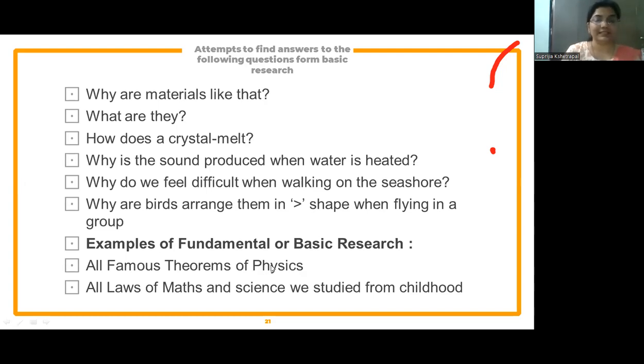नाउ लेट अस कंसीडर द एग्जांपल्स ऑफ दिस फंडामेंटल और द बेसिक रिसर्च। ऑल फेमस थ्योरम्स ऑफ फिजिक्स, ठीक है ना, these are the what, all famous theorems, all laws of maths and science we have studied from the childhood, these are what, ये बेसिक रिसर्च है, हम इसको चेंज नहीं कर सकते, we cannot change it, ठीक है। ये बेसिक है, ये ऑलरेडी स्टेटेड है, ये ऑलरेडी एक्सप्लेन है, ये ऑलरेडी वेरीफाइड है, तो अब हम इनको चेंज नहीं कर सकते, दैट इज द बेसिक और द फंडामेंटल रिसर्च। आर यू गेटिंग दिस?